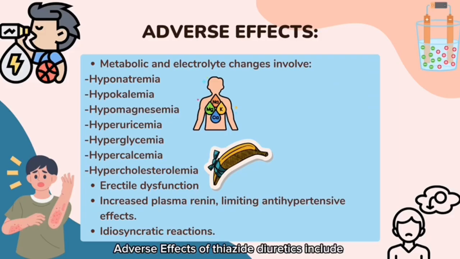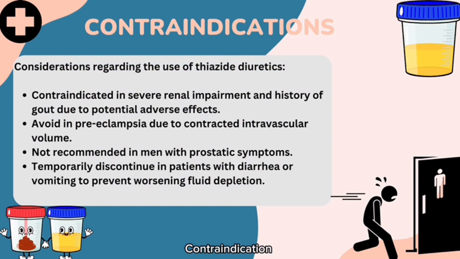Adverse effects of thiazide diuretics include metabolic and electrolyte changes, erectile dysfunction, and increased plasma renin levels, limiting antihypertensive effects, and idiosyncratic reactions. Contraindications: thiazide diuretics should be avoided in severe renal impairment, history of gout, preeclampsia, and men with prostatic symptoms. In patients experiencing diarrhea or vomiting, temporary discontinuation is advisable to prevent further fluid depletion.